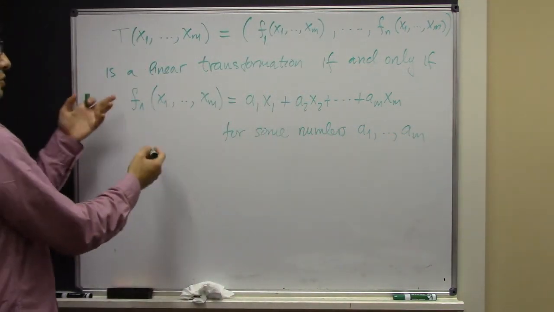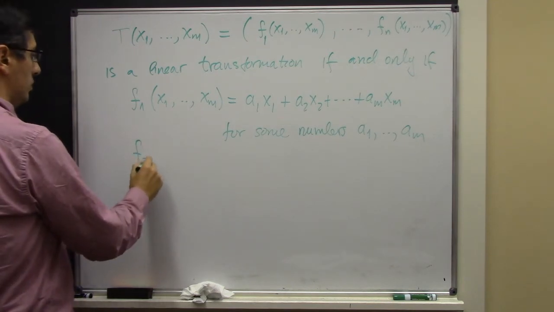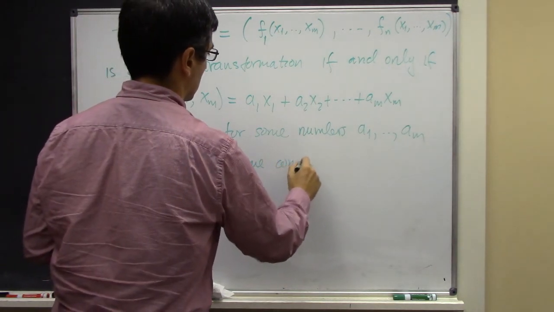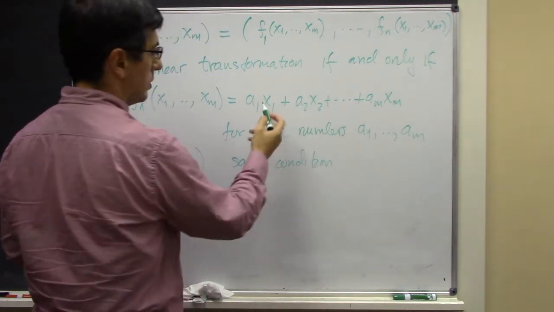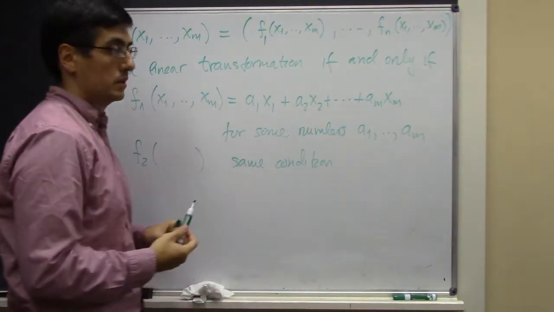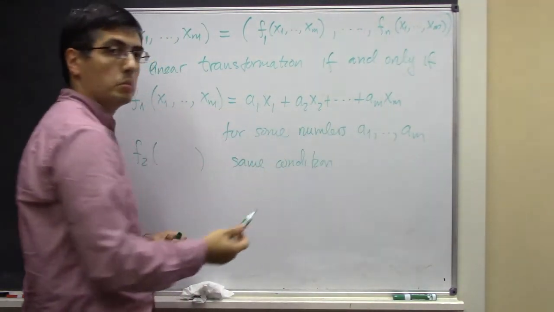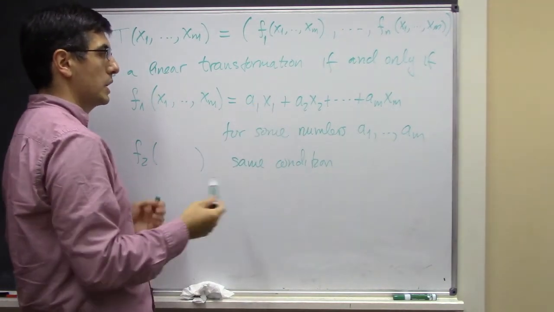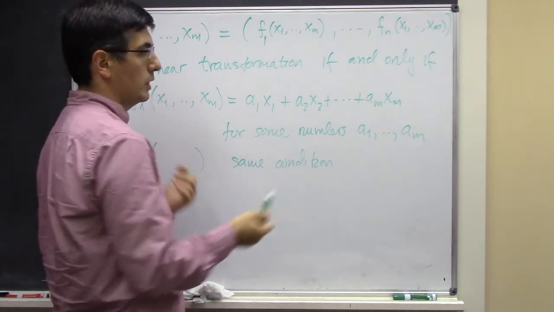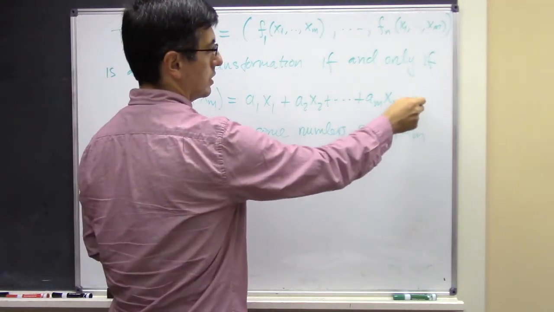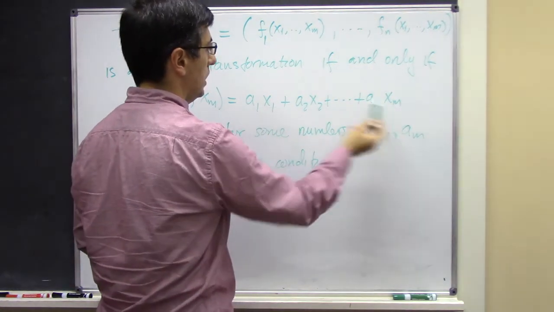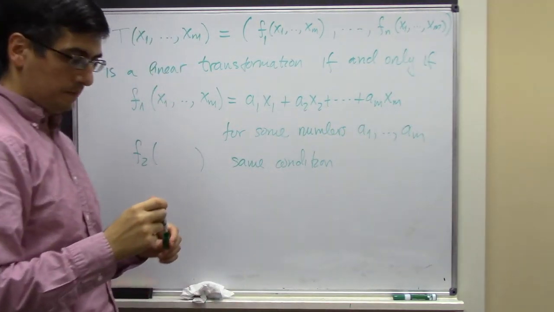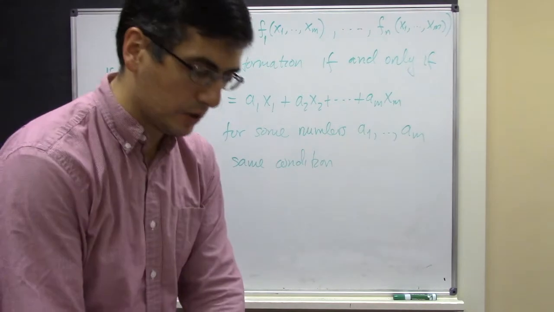And the same should be true for f2, same condition, with maybe possibly different a's. But they all have to have this shape. You cannot have any square roots, you cannot have raising to second power or any power, you cannot have logs, and you cannot have a constant term here. So it just has to be a linear equation without a constant term. That would be a linear transformation.